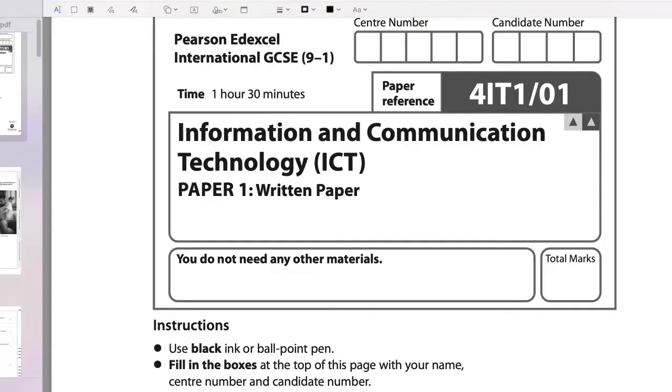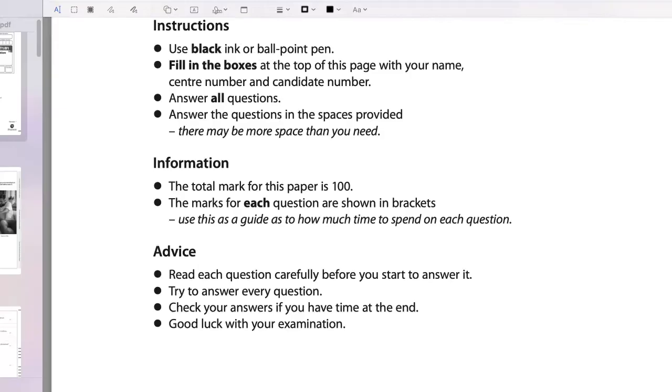Hello and welcome. This is an Edexcel iGCSE ICT past paper question. This is the 2021 paper. This is paper 1, the written theory paper. There are some instructions on the first page and the total paper is out of 100.